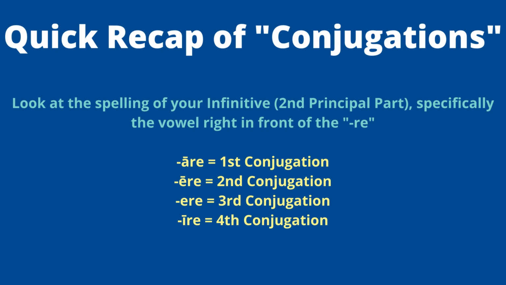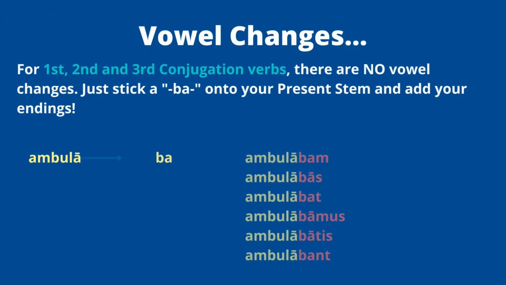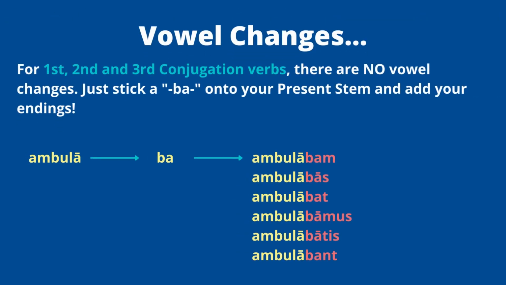Okay, so you just want to make sure that you have that squared away. Here's where it becomes important. For first, second, and third conjugation verbs, I know in present tense, third conjugation was a little bit of a wild card. In imperfect, it's actually very straightforward. So first, second, or third, right? Not third IO, just first, second, or third. There's no vowel changes. All you do is you stick a BA onto your present stem and add your endings.